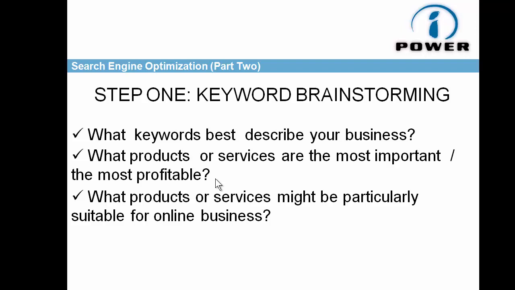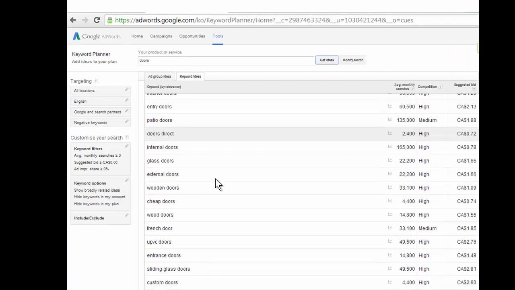Also, what products or services that you sell might be particularly suitable for online business. For example, ebooks are more suitable for online business than books. So in every single business, you should identify what are those products or services that are perfect for web marketing. So the whole process starts with the brainstorming of words. So that's how we started with brainstorming the words like doors, entry doors, patio doors, internal doors, glass doors, external doors, and many other words.